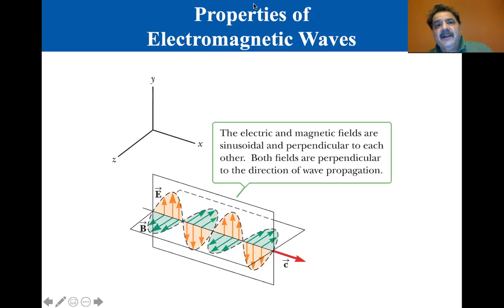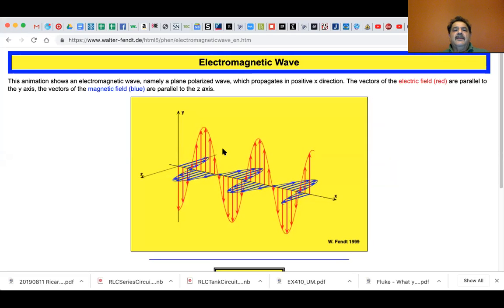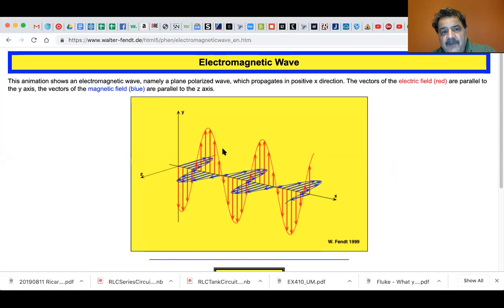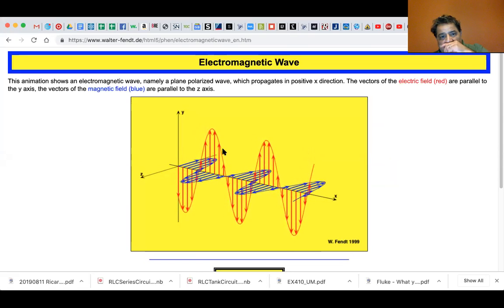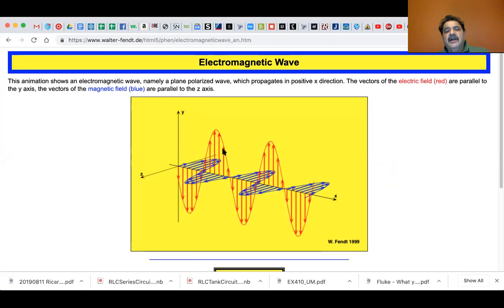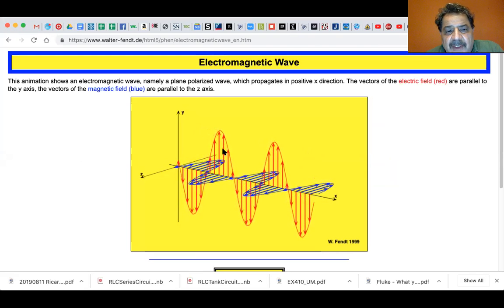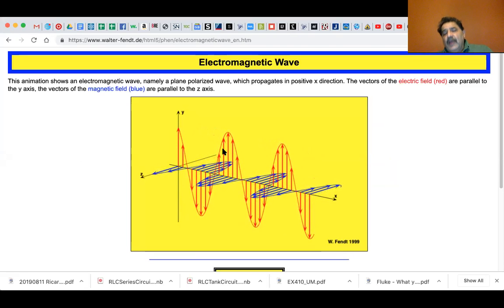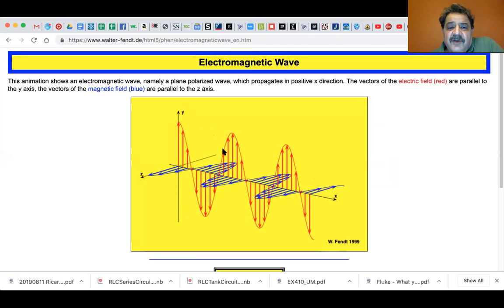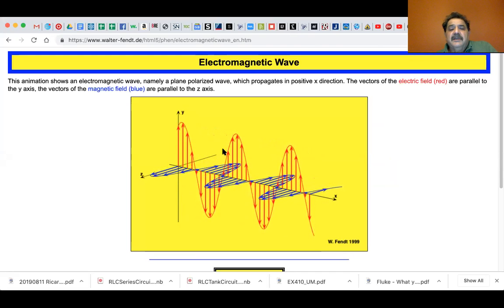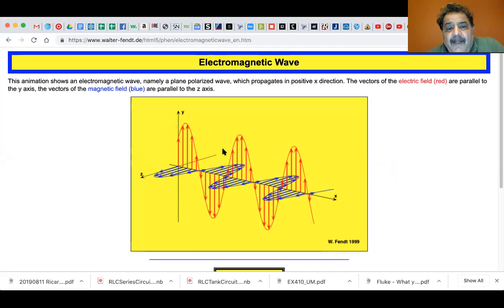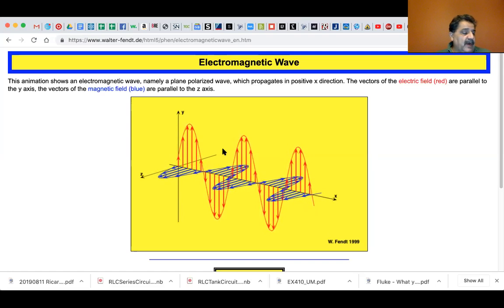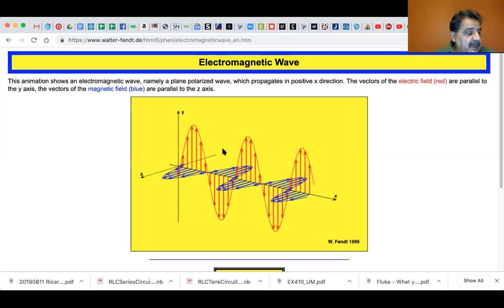And I've got my friend Walter Fendt waiting in the wings so that you can see the propagation. You can imagine along the Y-axis a dipole antenna that is producing the fields. The red is the electric field. The blue is the magnetic field. Now there's another right-hand rule that we can learn.